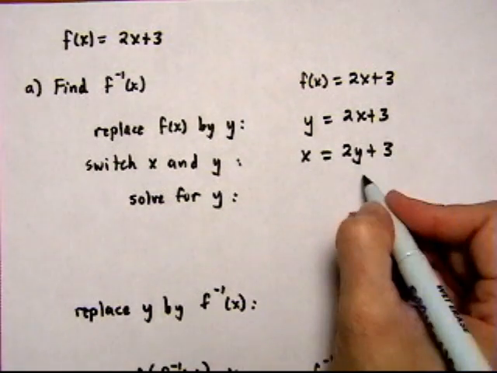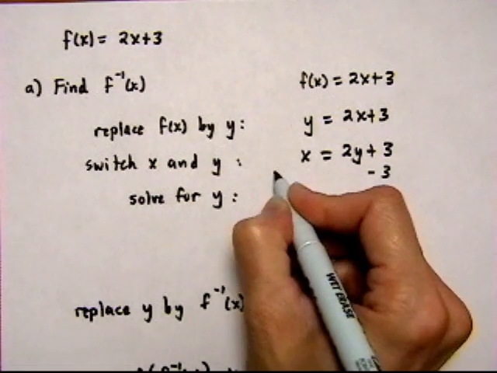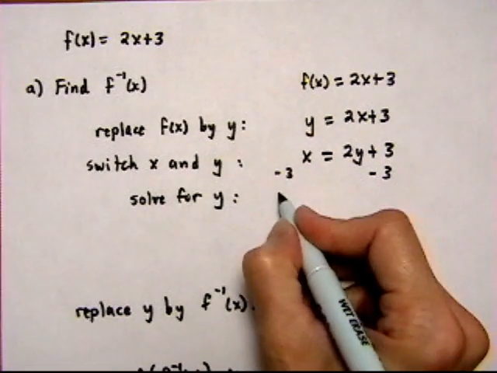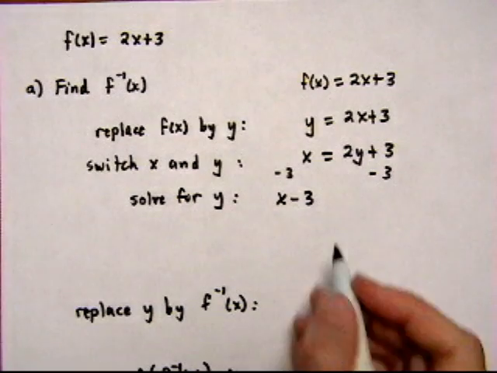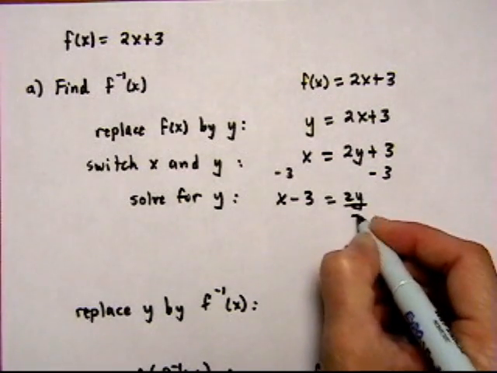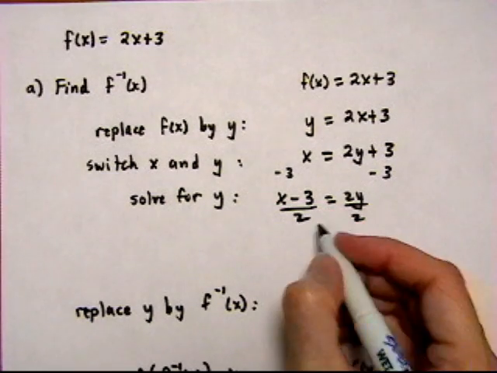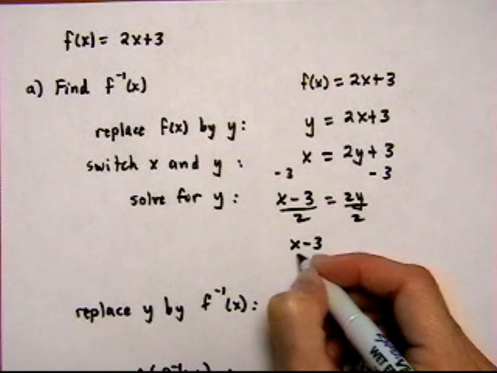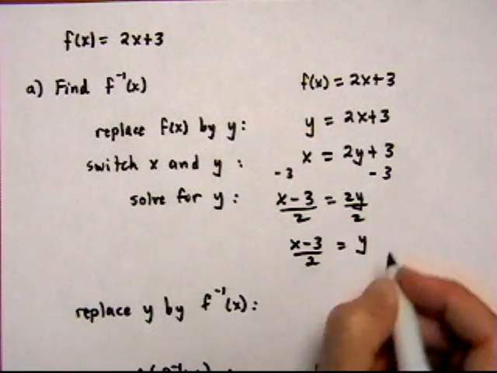Solve for y. Let's subtract 3 from both sides, and that gives us x minus 3 is equal to 2y. And then dividing by 2 on both sides, we get x minus 3 over 2 equals y.